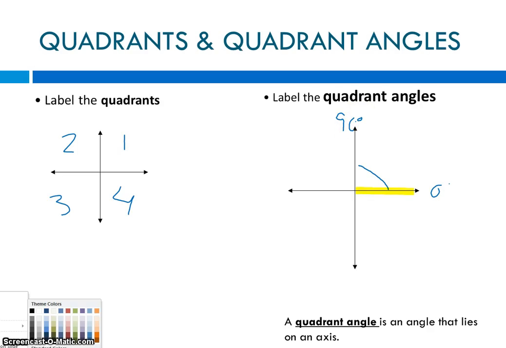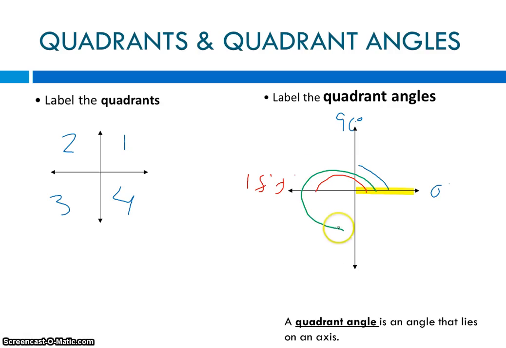I'll go ahead and switch colors. If I start at my initial side and make a semicircle, that angle is going to be 180 degrees. Continuing all the way around, the next quadrant angle, starting at my initial side and going all the way down to the negative y-axis, would be 270 degrees. And of course I can make a full circle, which would be 360 degrees.